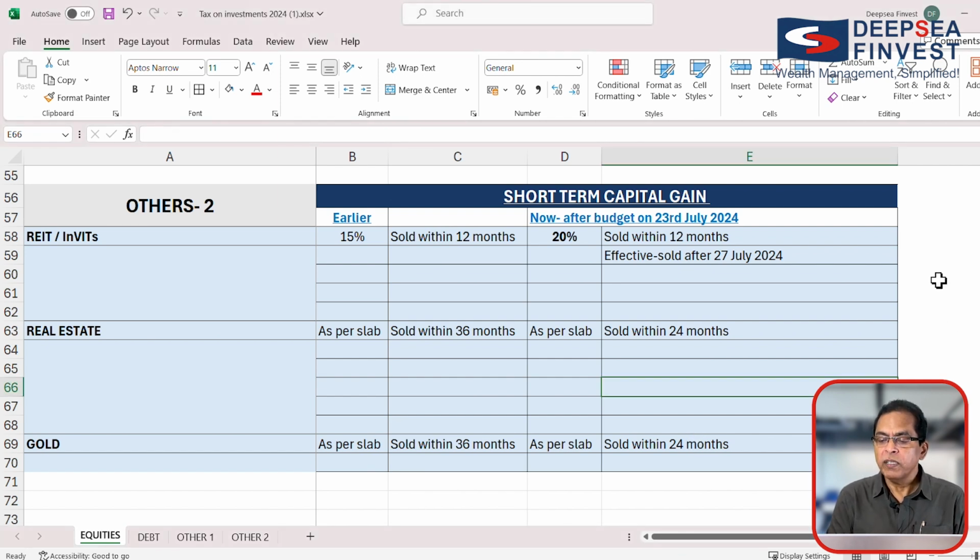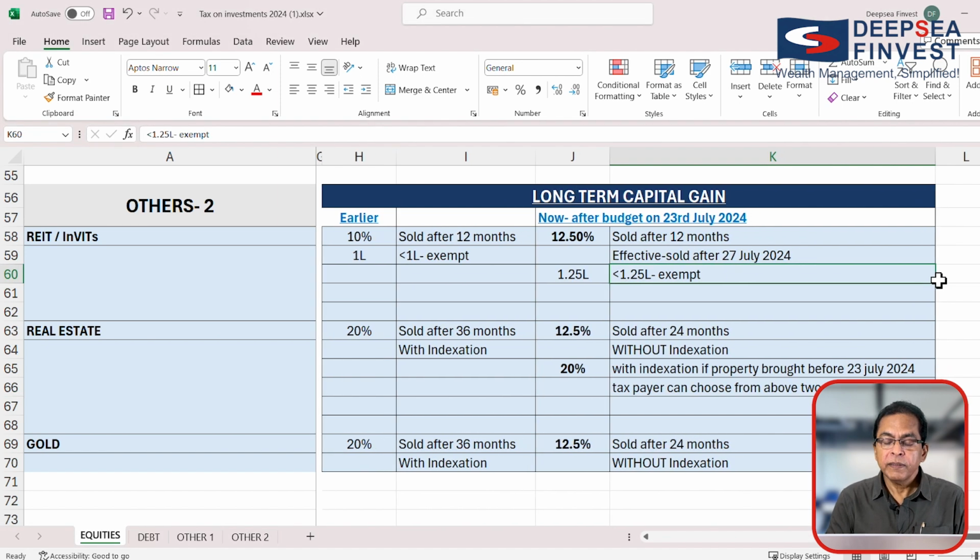Now coming to the long term provisions. So here is how the taxation will work for you if there is long term capital gain. Again, in case of REITs and InvITs, earlier it was 10% with an exemption of 1 lakh, very similar to equity, if sold after 12 months. Now it will be taxed at 12.5%, an increase of 2.5% if sold after 12 months, and the exemption limit has also been increased just like equity.